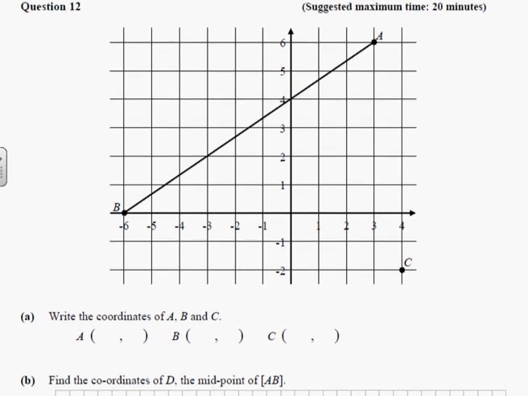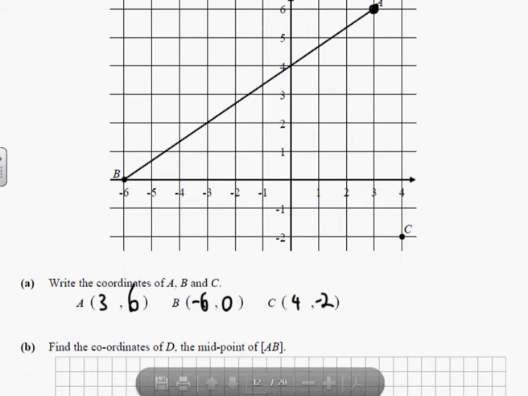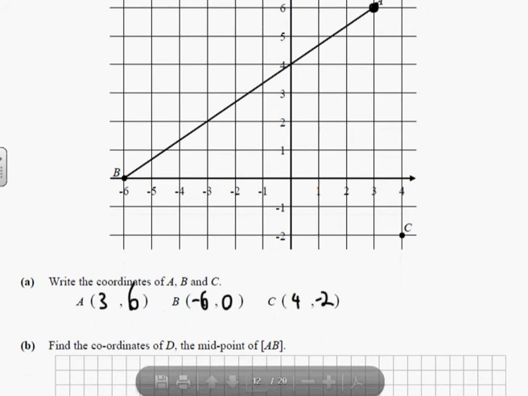Tell me what A, B, and C are, guys. What's A? 3, 6. A is 3 across, 6 up. B? 0, minus 6. No, minus 6, 0. C? 4 across, 2 down, so 4, minus 2. We happy enough with that? Okay. Find the coordinates of the midpoint of AB.